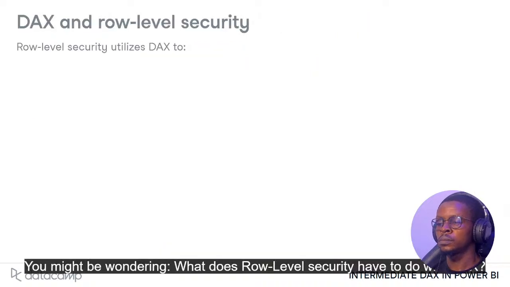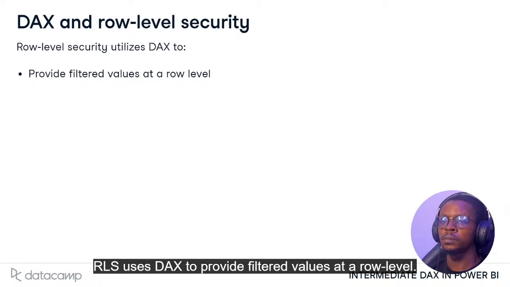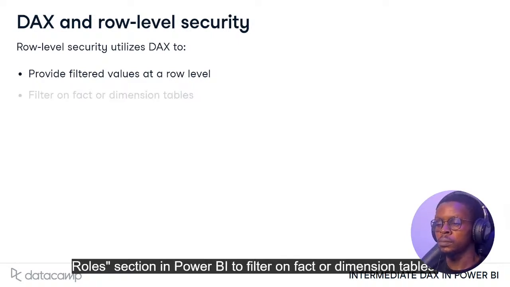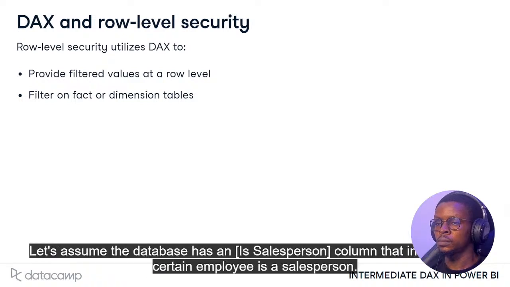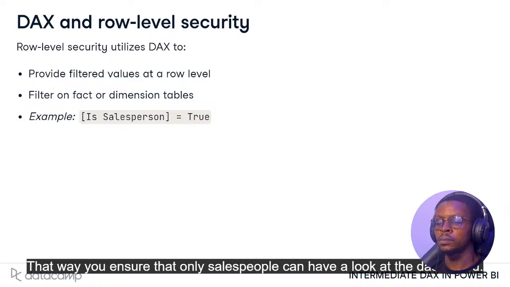You might be wondering, what does row-level security have to do with DAX? RLS uses DAX to provide filtered values at a row level. You can write table filter DAX expressions in the Manage Roles section in Power BI to filter on a fact or dimension table. Let's assume the database has an is salesperson column that indicates if a certain employee is a salesperson. From there, you set is salesperson equal to true. That way, you ensure that only salespeople can have a look at the dashboard.